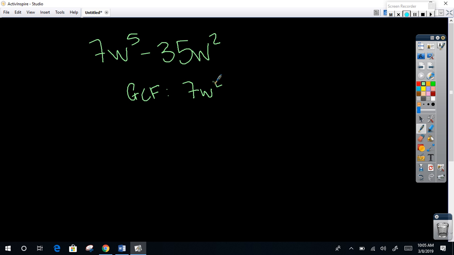7W to the second. This isn't my computer, y'all. It's kind of glitching on me a little bit. So, what is the greatest common factor of 7 and 35?